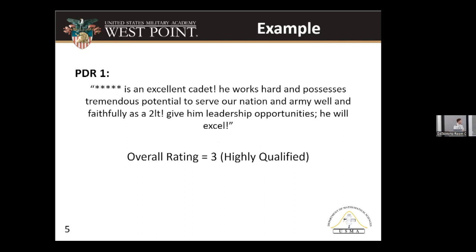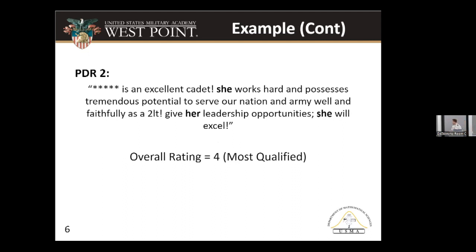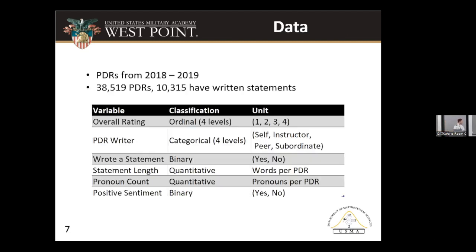Cadet Blank is an excellent cadet. He works hard and possesses tremendous potential. A pretty good overall written statement with an overall rating of 3, highly qualified. When we look at the following example, very similar language. All we can see here is the differences are these bolded words, the pronouns, with an overall rating of 4. And this inspires, if the whole data set is reflective of this and we trained a model on this, it would be training on those pronouns, and there'd be an issue with the overall rating system. There'd be something going on.